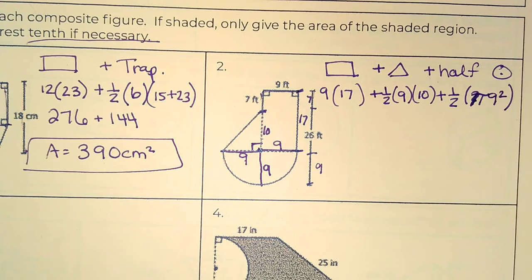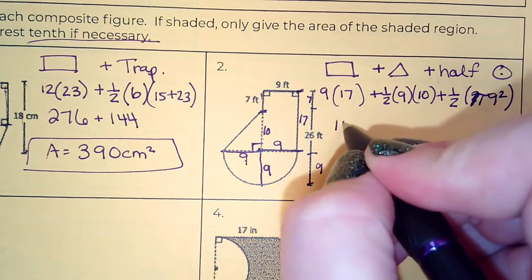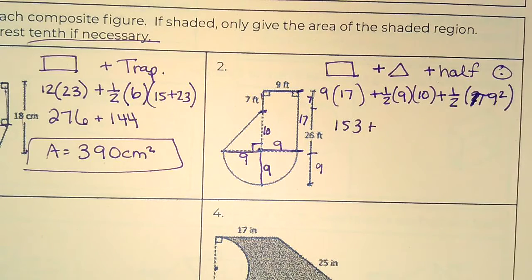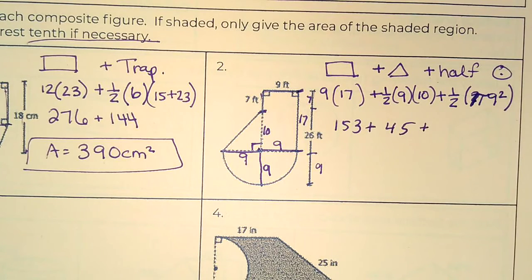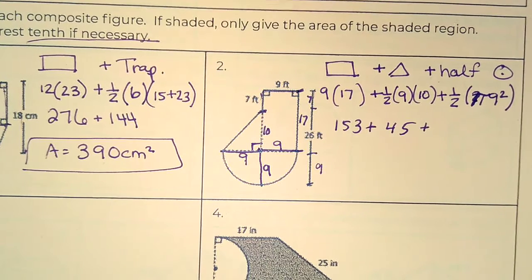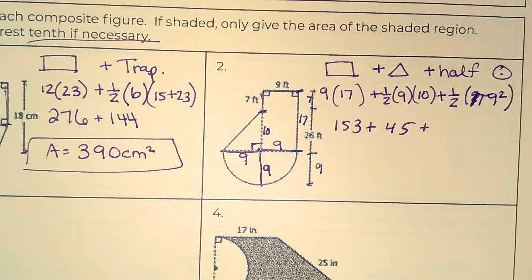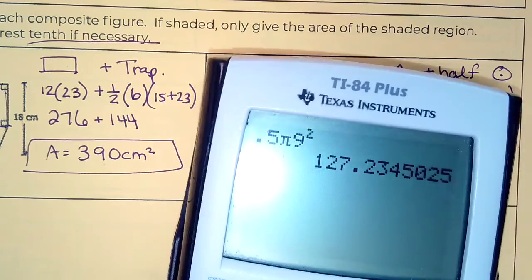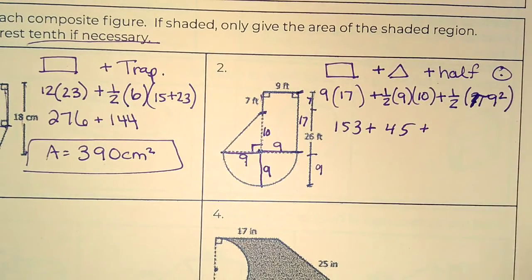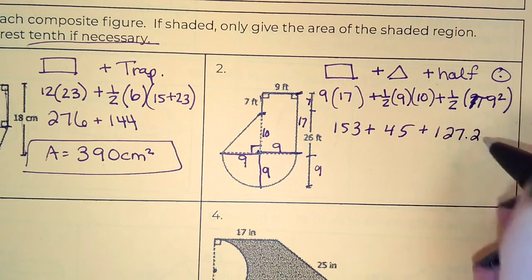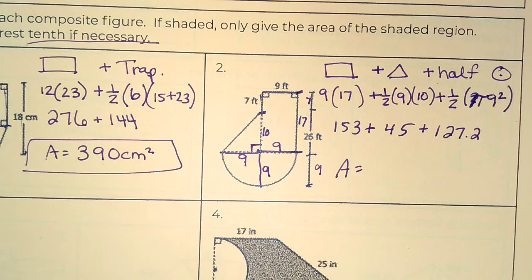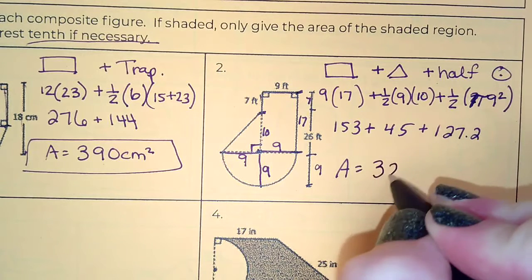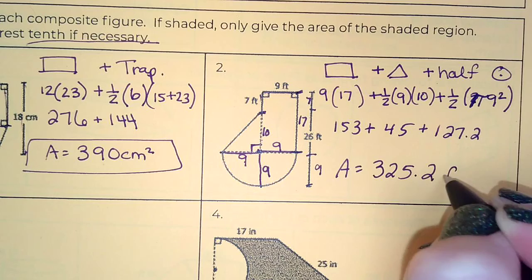So 9 times 17 is 153. Plus 1/2 times 9 times 10 is 45. Plus 0.5, because it's half of a whole circle, times pi times 9 squared, 127.2. The composite area, so the area of the whole thing, is me adding those three things up. I'm getting 325.2 feet squared.